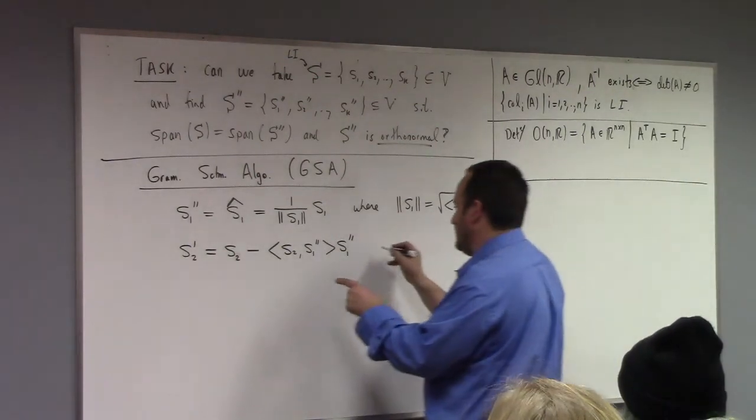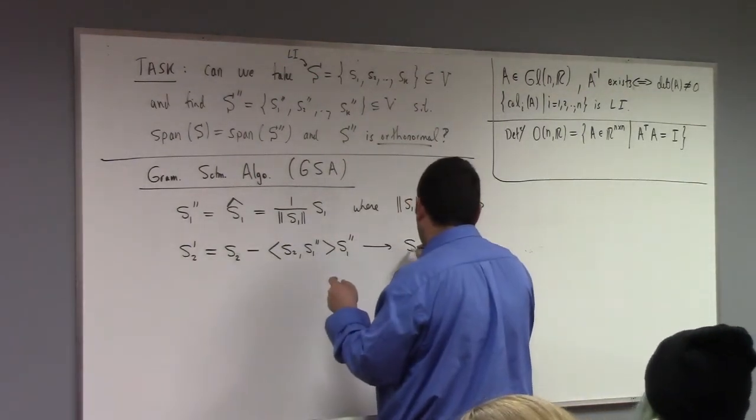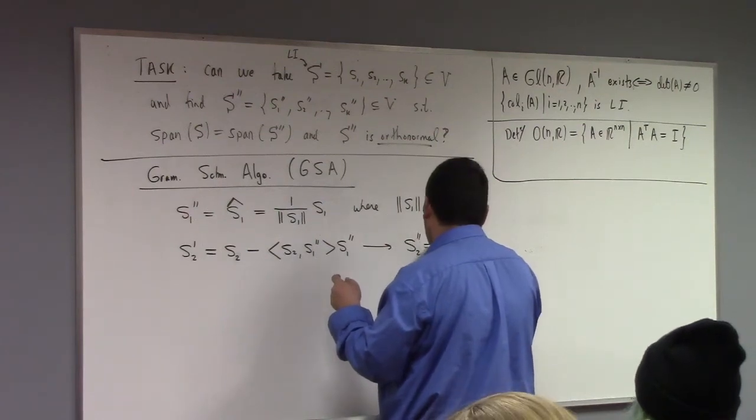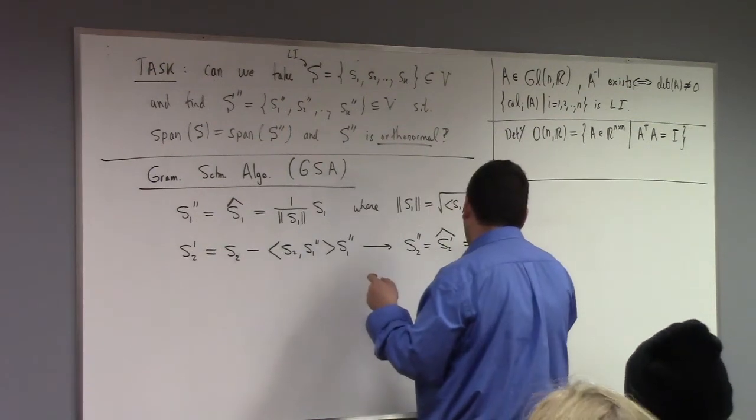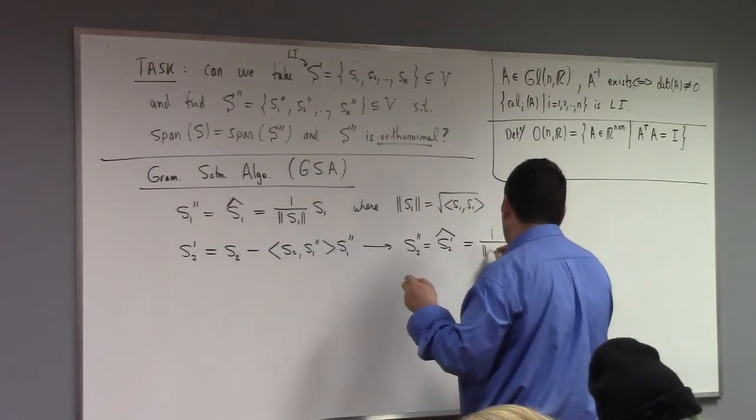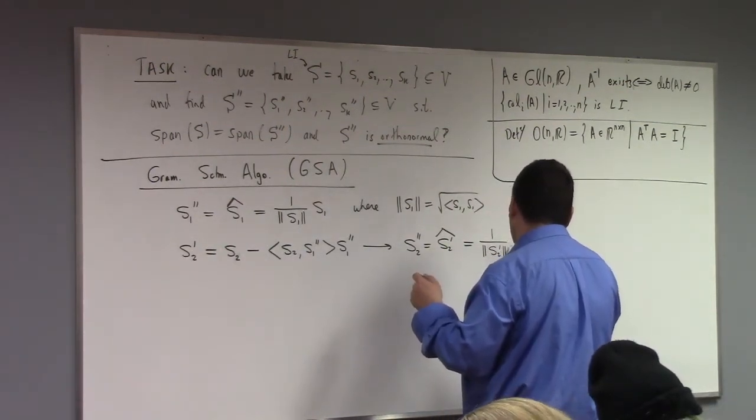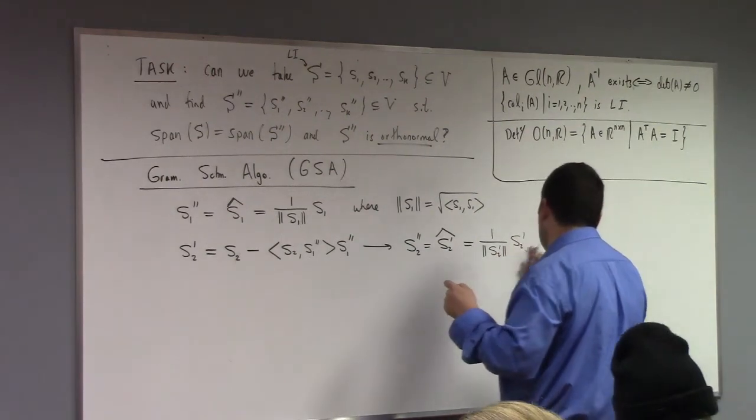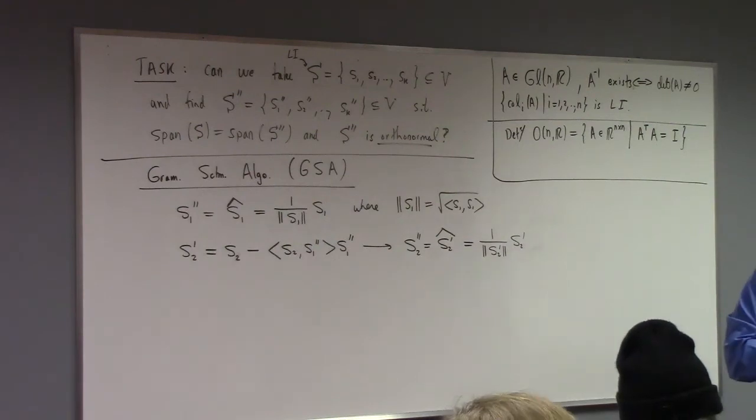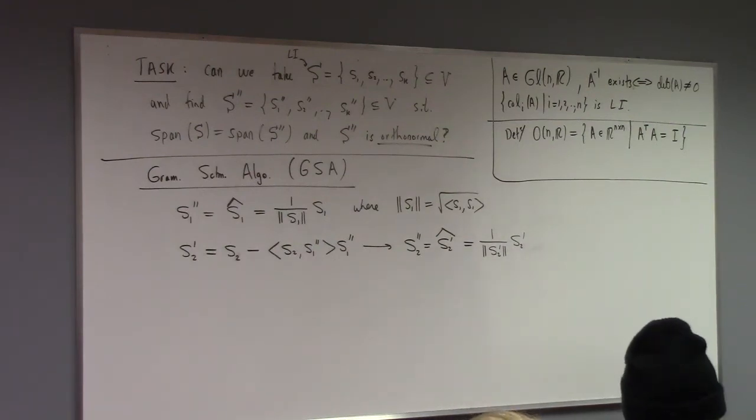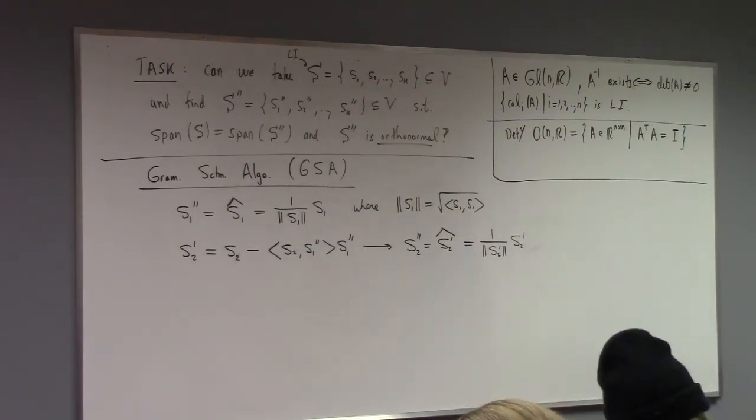So then S2 prime prime is S2 prime hat. In other words, you go 1 over the length of S2 prime times S2 prime, and that defines S2 prime prime, a vector which has length 1 and is perpendicular to the first vector in your set.